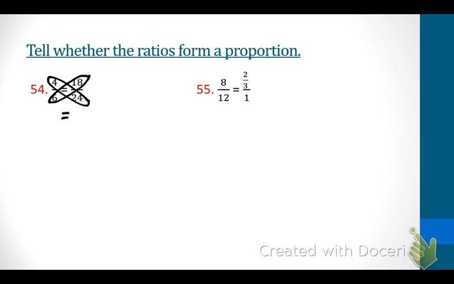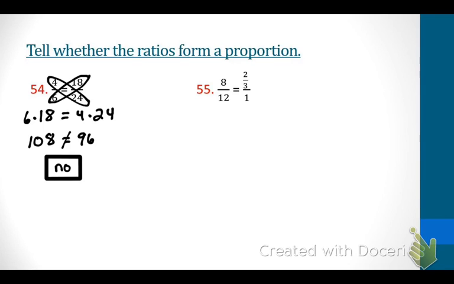I did 6 times 18 equals 4 times 24, and then 6 times 18 is 108, and 4 times 24 is 96, so no, the proportions do not. Okay, good job, because those do not equal each other, so the correct answer is no. They don't form a proportion. If we did the next one same kind of way, I'm gonna go ahead and multiply that and multiply this.